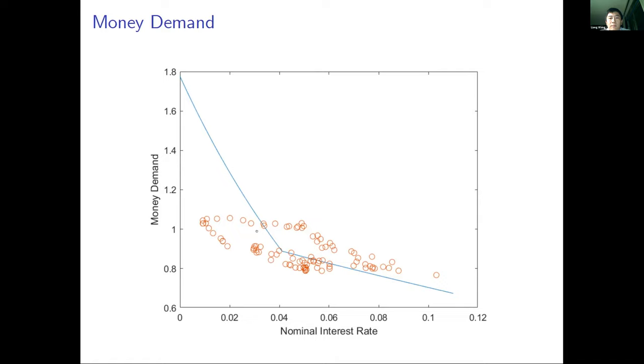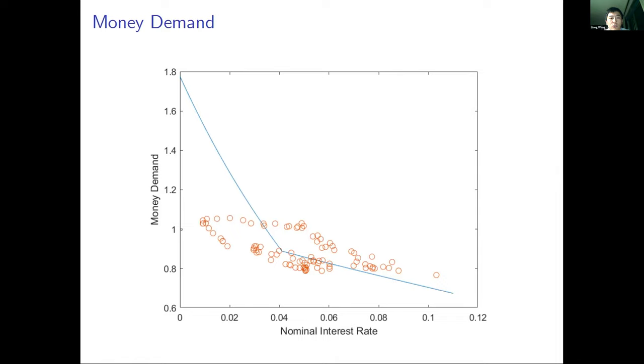Also, for the part on the left where the money demand is tilted up, that's consistent with the money demand data after 2007, where we are in a low interest rate and low inflation time period. All those data points show up here towards this axis.